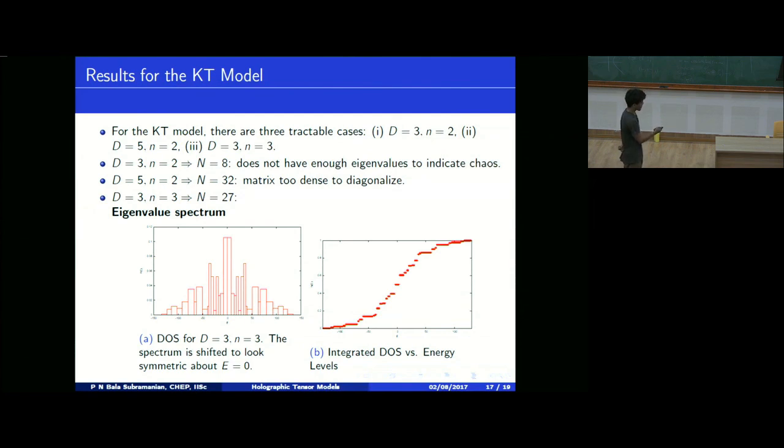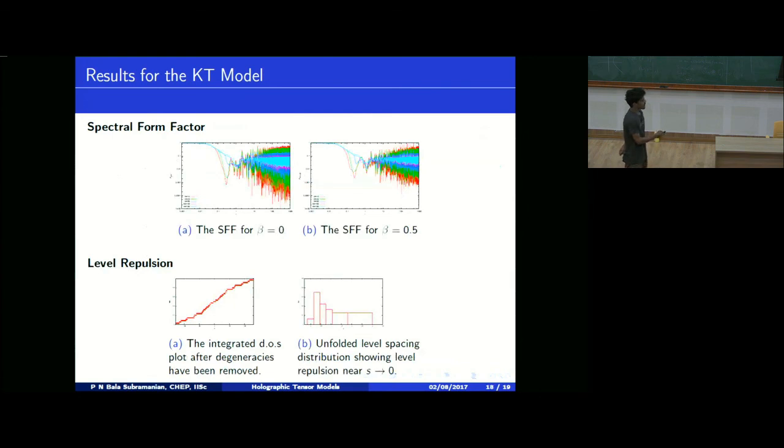You can plot the density of states and the integrated density of states. You can also look at the spectral form factors. Here also the red one is the unaveraged spectral form factor that one computes directly for beta equals 0 and beta equals 0.5, and these are various sliding time averages that have been done. You can also remove the degeneracies and unfold the spectrum and look for level repulsion, which indeed it shows.